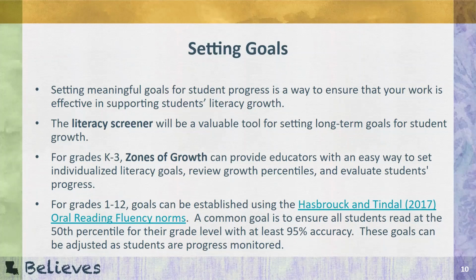Your goal, based on these Hasbrook and Tyndall norms, can be to ensure that all of your students achieve at least the 50th percentile for their grade level by the end of the year. Now, these goals can be adjusted as students are progress monitored. It's often suggested that students are progress monitored every week, every 2 weeks if possible, and you can see if they're making sufficient progress. If students are not making progress, you may need to evaluate the interventions that you're providing or the support that you're providing in order to ensure that students are making the progress that they need to get to that 50th percentile with at least 95% accuracy.